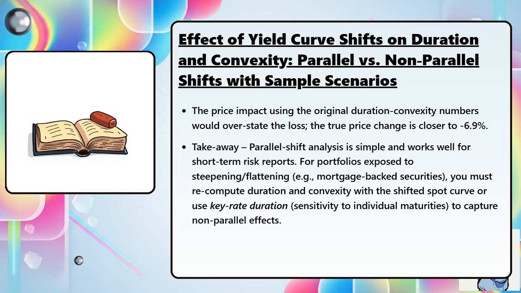Takeaway: parallel shift analysis is simple and works well for short-term risk reports. For portfolios exposed to steepening or flattening, for example mortgage-backed securities, you must recompute duration and convexity with the shifted spot curve or use key rate duration, sensitivity to individual maturities, to capture non-parallel effects.